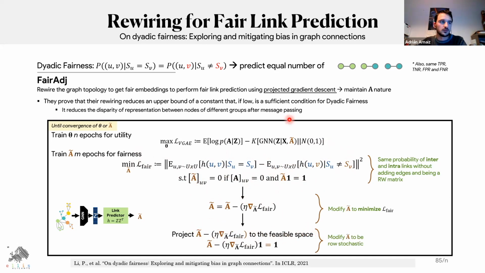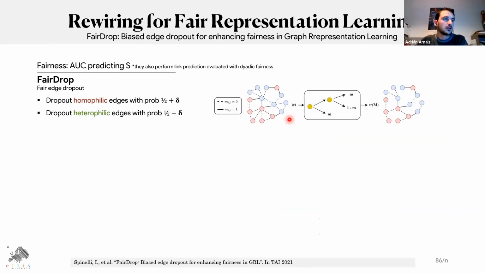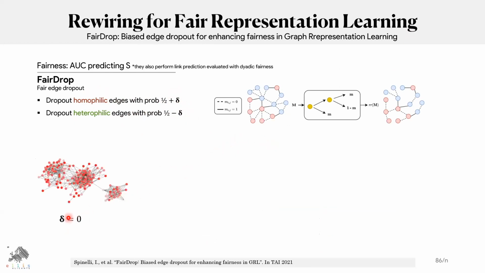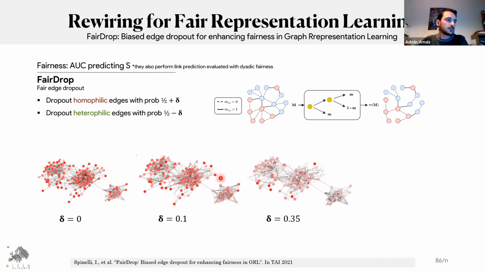In the paper, they do a smart implementation of that. But you can do it in a more simple way. FairDrop, from Spinelli et al., Simone Scardapane. What they do is they drop out homophilic edges with this probability, half plus delta, and they drop out heterophilic edges. So if you have delta as 0, you just do a random dropout, but here the red nodes define the homophily of a node, okay, the sensitive attribute homophily. And if you increase delta, you reduce the homophily of the nodes, okay?